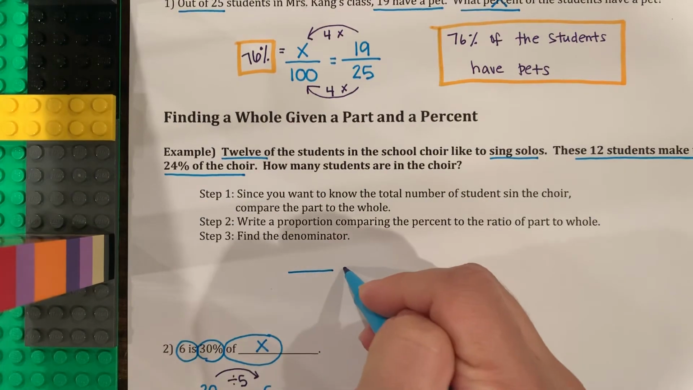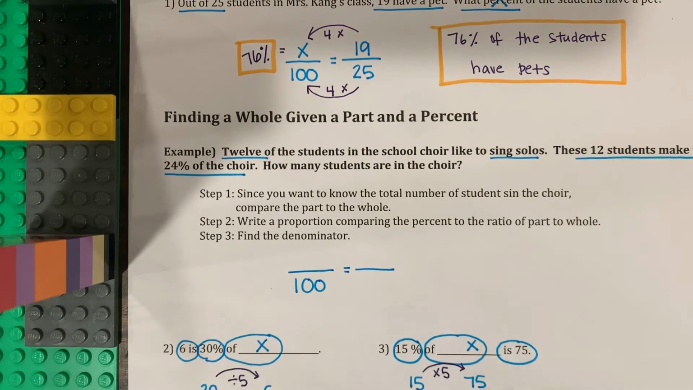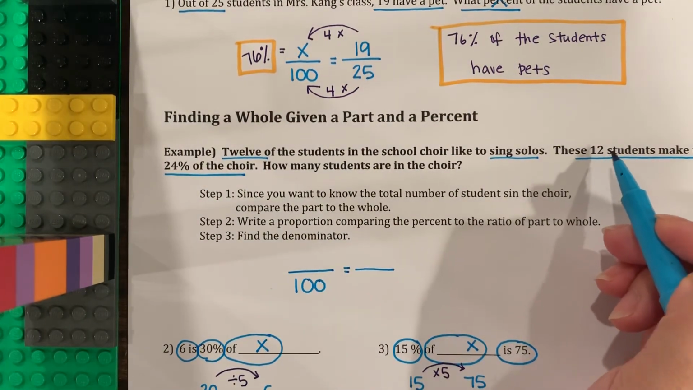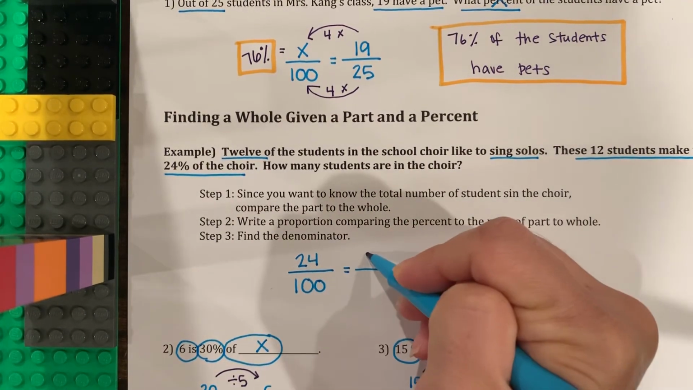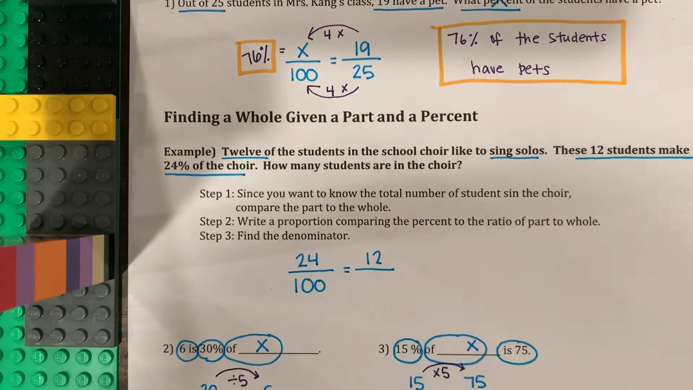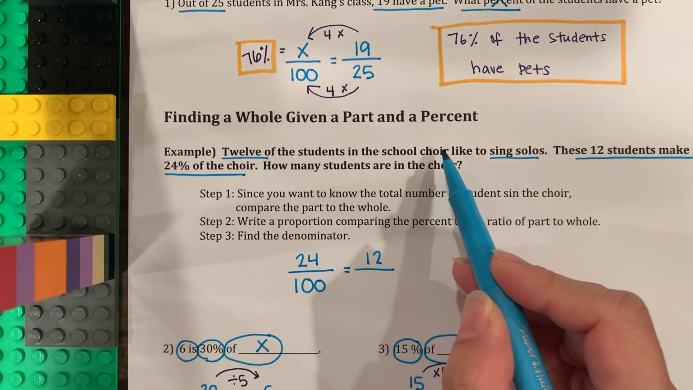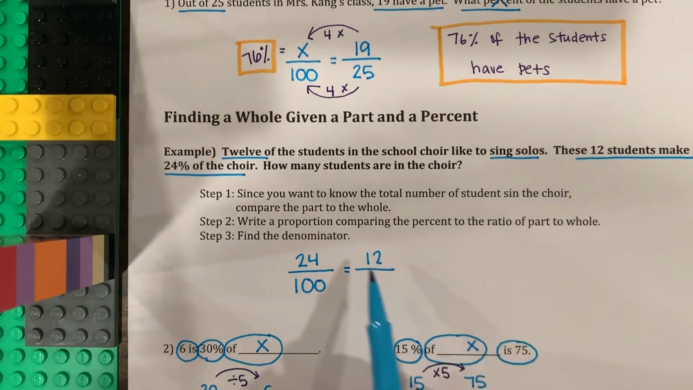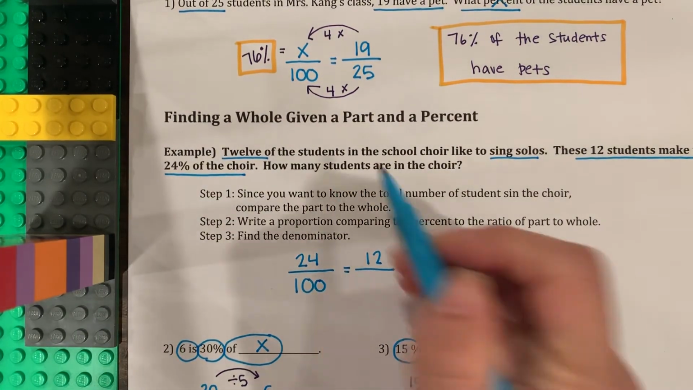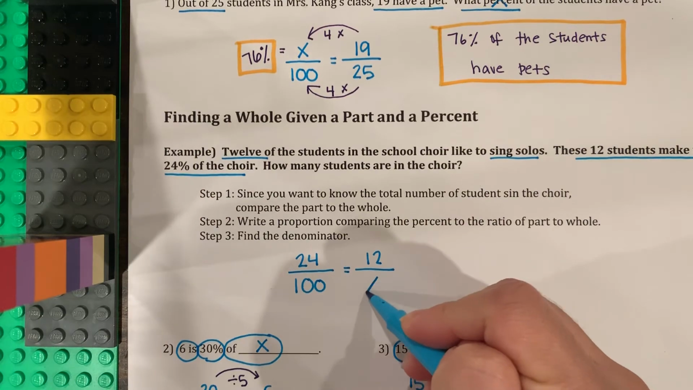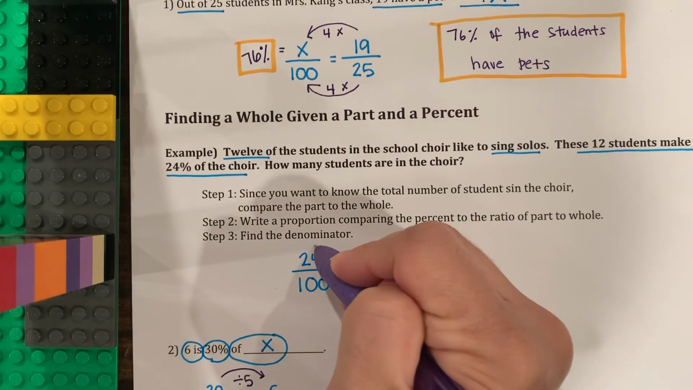Okay, let's first write what we know, 100% on the denominator. Now, it says these 12 students make up 24%. So these 24% are the 12 students that like to sing solo. Okay, these 12 students are in the choir and they like to sing solo. And they make up 24%, so they need to be both on the numerator. What you're looking for is how many students are in the choir. That means how many are the total students that are in the choir. X goes on the denominator. You're looking for the total.